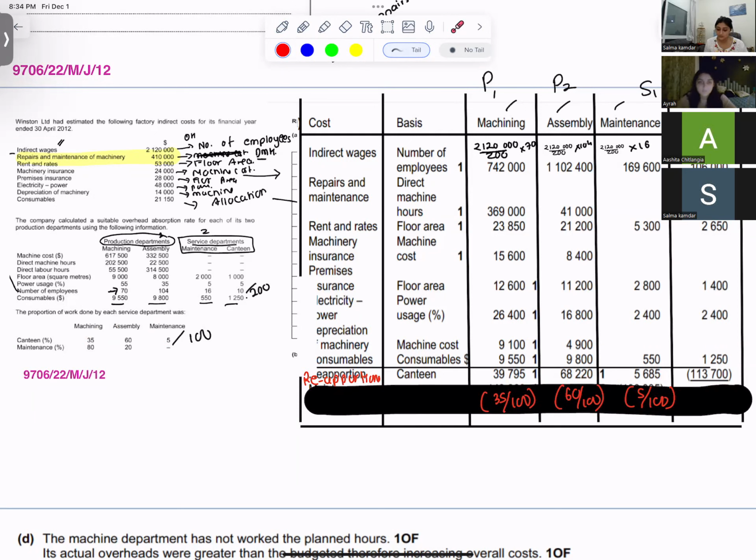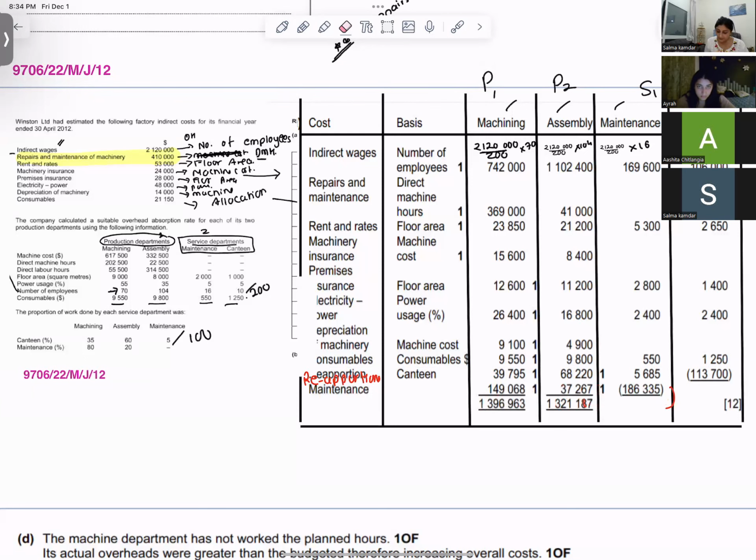Now it's correct. So whose cost will you reapportion? Maintenance. Now you will divide the maintenance department cost amongst the production departments, machining and assembly, on a suitable basis, that is in the ratio of 8:2. So first, what is the total of the maintenance department? You will do the total. Okay, I'm doing.